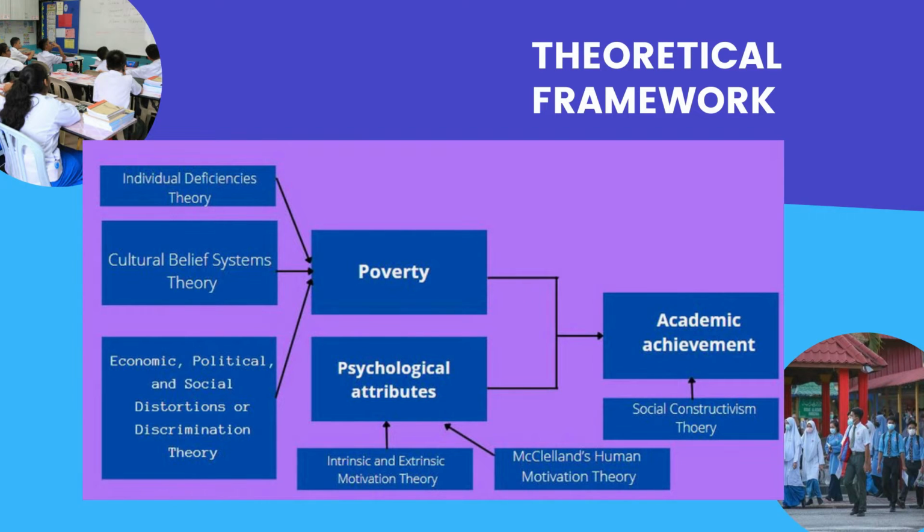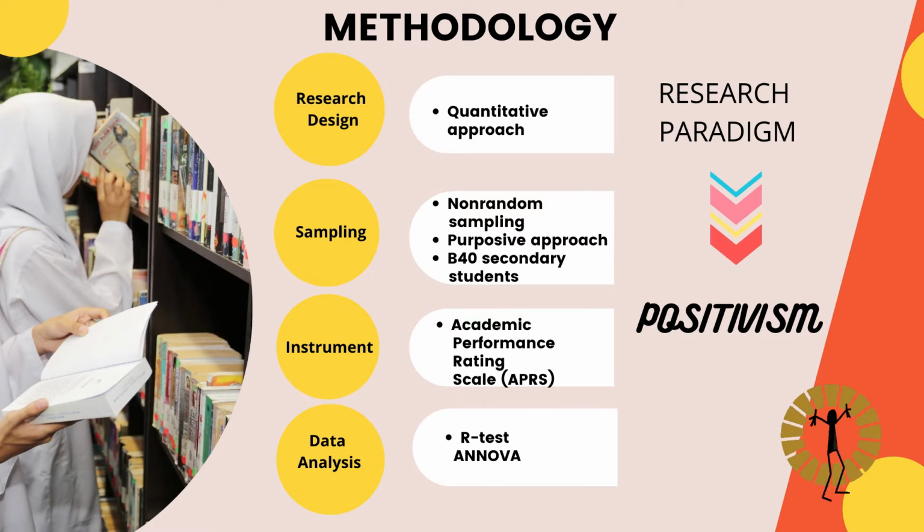Here are the theories that will be used throughout this study. This research is a quantitative approach. For the sampling method, non-random sampling will be used. Through this approach, purposive sampling is adopted to select the sample. So, the sample of this research is B40 secondary students.